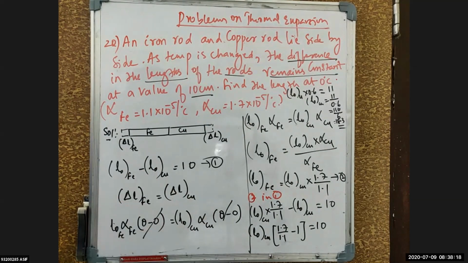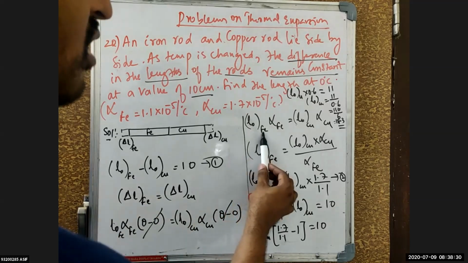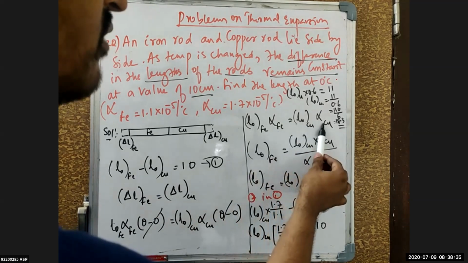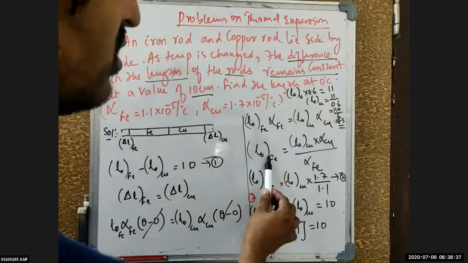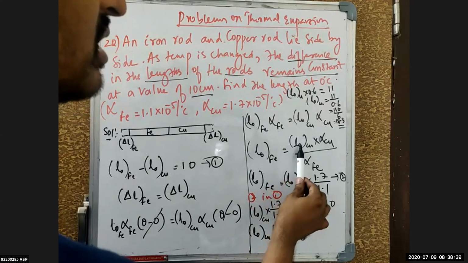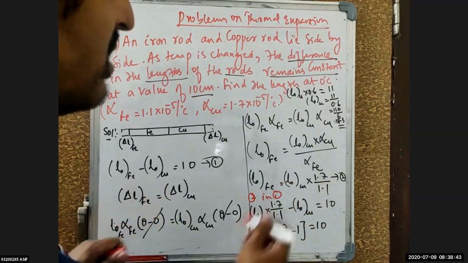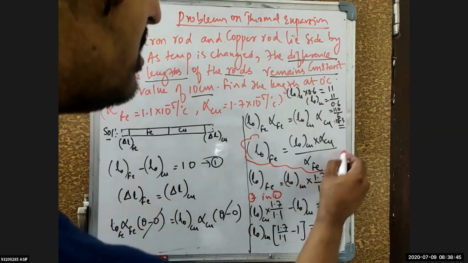And you know how to write the delta L formula? Delta L is equal to initial length into alpha of your iron into temperature difference. That is equal to the same for copper, alpha of copper into temperature difference. The temperature difference remains the same, so that gets cancelled. So L naught of iron into alpha of iron is equal to L naught of copper into alpha of copper. So from this one I'm getting L naught of your iron. L naught of iron is equal to L naught of copper into alpha of copper divided by alpha of iron.